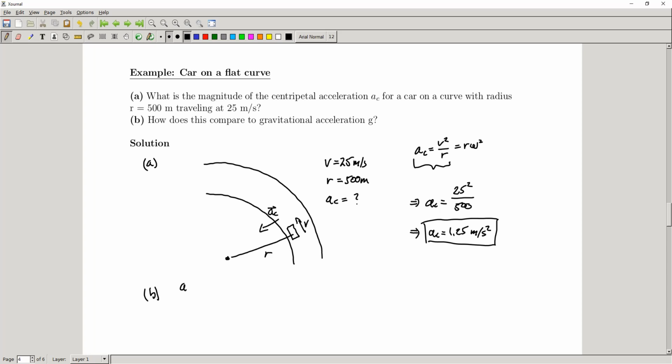So really we can compare a_c to g just in a ratio like this. We just said that a_c was 1.25 meters per second squared, and our g we know is 9.8 meters per second squared. And so if we do that division, we're going to find this is 0.13. And so what does this tell us? Well, this tells us that a_c is actually 0.13 g. Okay, and so that would be the answer to that one.